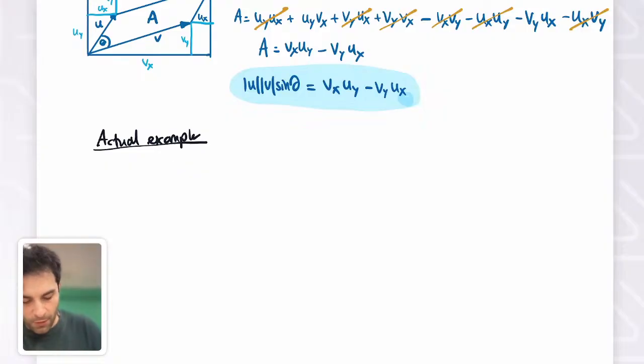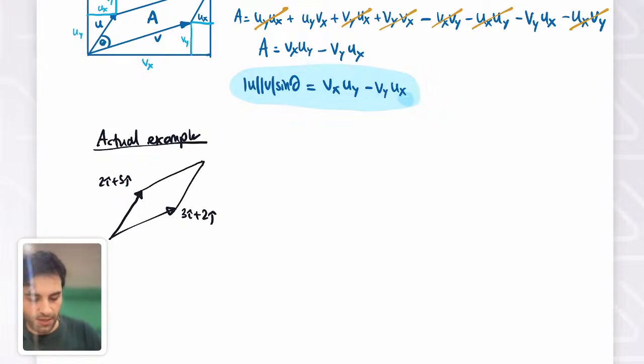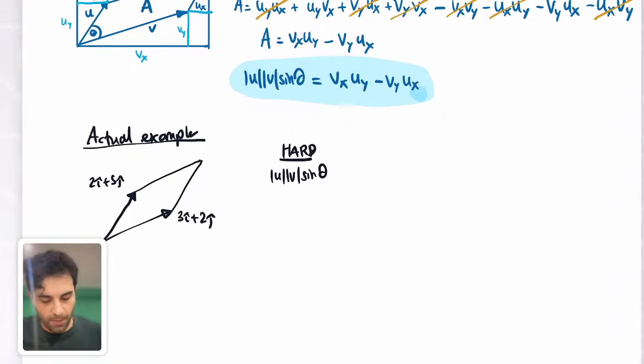So the problem I'm going to give you is, let's suppose that we have two vectors. The first vector is going to be 3i plus 2j, and then let's do 2i plus 5j. Then what I'd like you to do is find the area formed by the parallelogram between them. Is that cool? You'll get the problem? So I want you to find the area of the parallelogram. Let's do it the hard way and then the easy way. The hard way would be to use uv sine theta. The area would be uv sine theta.